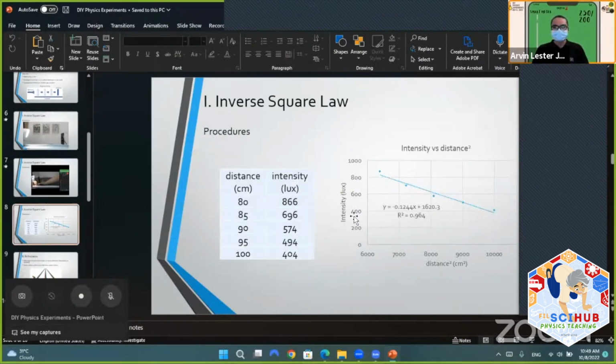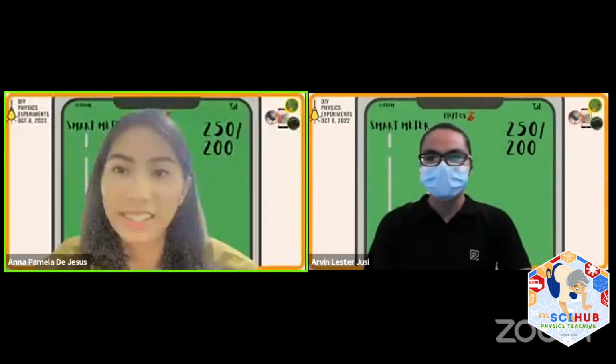As you can see here, if we plot the graph of intensity versus the square of the distance, then we have a linear relationship, and we have to use a linear fit to see the best fit curve, or the trend line. Yes, sir. So it really depends on the axis that we will use. Yes, if you're using distance only, the relationship will not be linear anymore, so you're going to have to use another fit. Okay, sir, I hope that's clear.